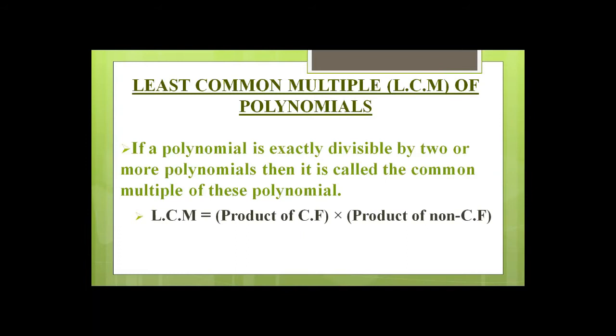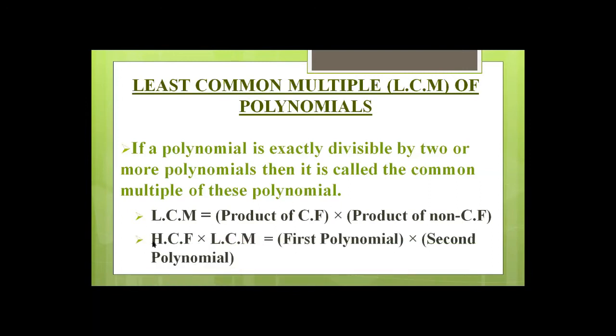Again, I repeat the process. Step number 1, if two polynomials or two expressions are given, first you will find the factors of both expressions by applying any of the methods you have used in previous exercises. Then you will find the common factors. Then you will multiply all common factors together. Then you will identify the non-common factors. Then you will multiply all non-common factors together. Then for taking out the LCM, you will multiply the product of common factors with the product of non-common factors. Now, another formula, that is HCF multiplied by LCM is equal to the first polynomial multiplied by the second polynomial.